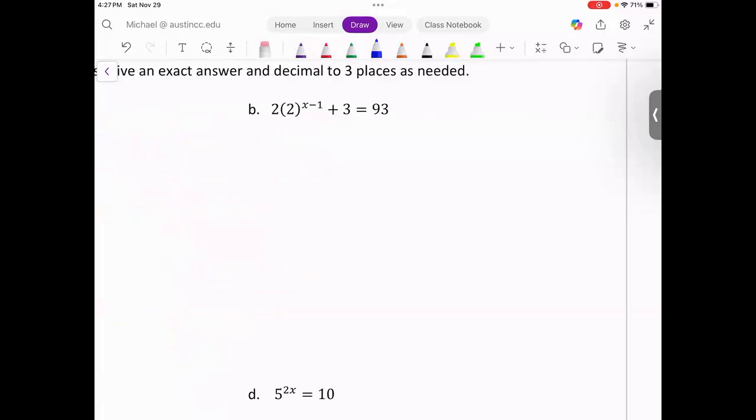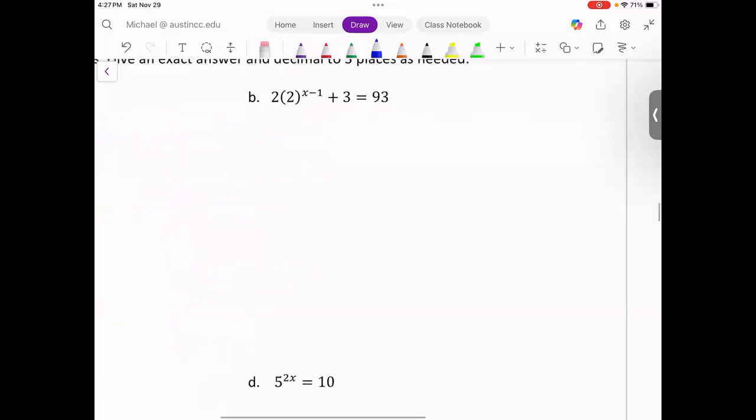Okay, so now we've got 2 times 2 to the x minus 1 plus 3 equals 93. So the idea here is we want to get this little section here, this 2 to the x minus 1, all by itself. So let's start by subtracting 3 from either side. We're going to get 2 times 2 to the x minus 1 equals 90. Now, if we divide each side by 2, we'll have 2 to the x minus 1 equals 45.